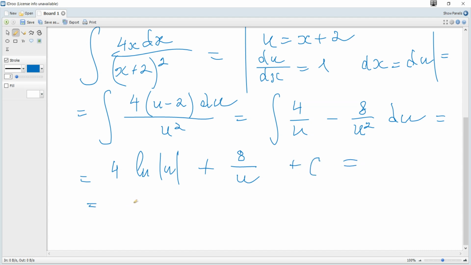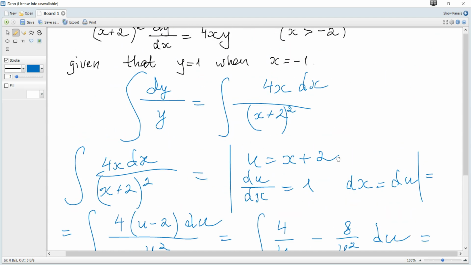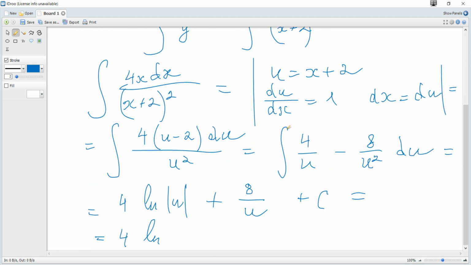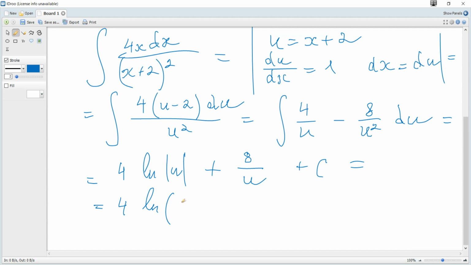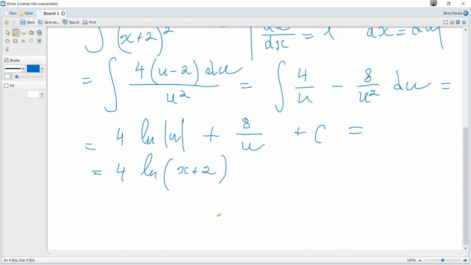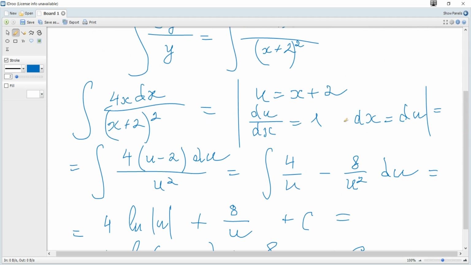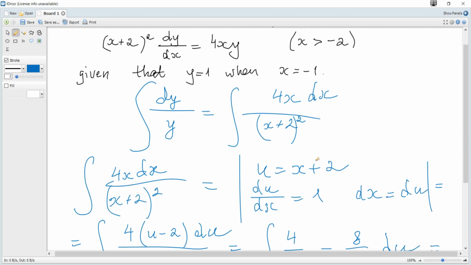And substituting u, what is u? It's x + 2, so it becomes 4 ln of the absolute value of x + 2, but x is greater than negative 2, so it's positive, so the absolute value is not required. The absolute value just gives the expression when the expression within the bars is positive. And plus 8 over x + 2 plus a constant.